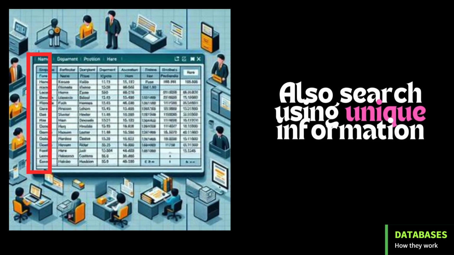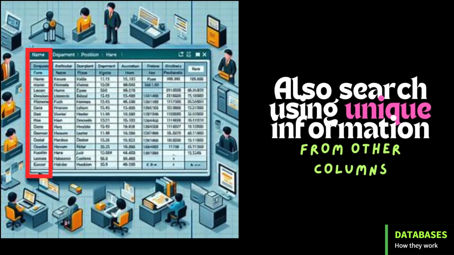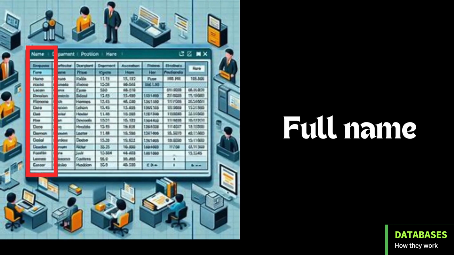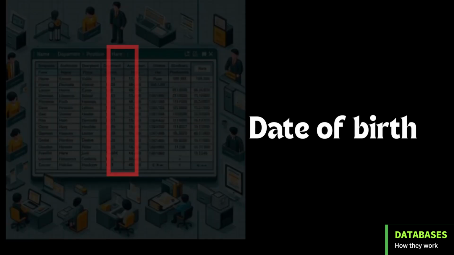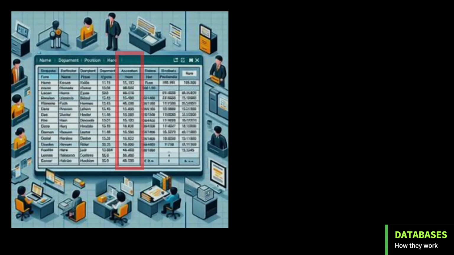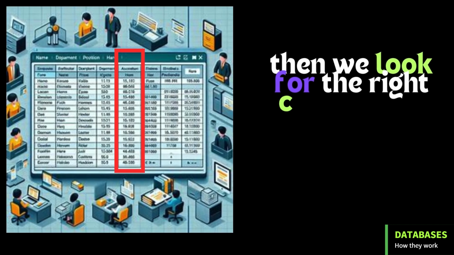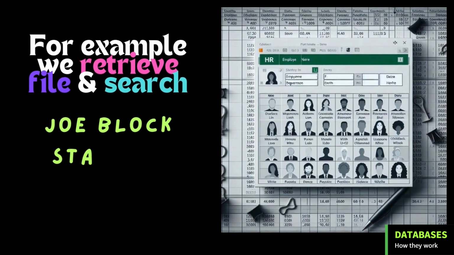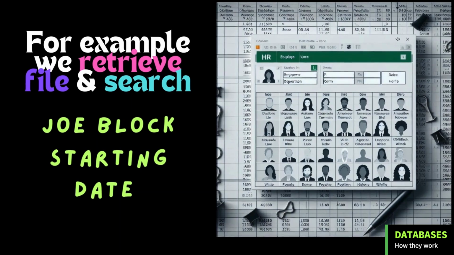It can also be programmed to search for a line entry using unique information, such as an employee ID, full name, date of birth, or any unique code included as one of the columns of the database. All these parameters that allow us to retrieve and open the whole file are called lookup values. The lookup values allow us to access any line entry of the database, and then we just need to look inside the column that contains the information we are seeking. Imagine we recover Joe Block's staff file, and we are looking for his starting date. We'll look in the column that shows everyone's starting date.